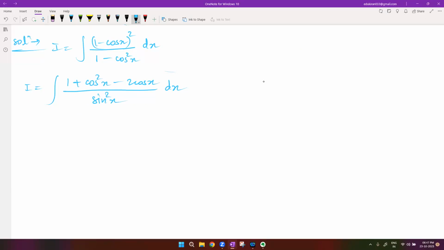Now, this sine square x can be taken out with every term. So this can be written as I equals 1 upon sine square x, which is nothing but cosec square x. Then this would be cot square x, because this is cos square x upon sine square x. And then this would be minus 2 cos x divided by sine x into 1 by sine x.